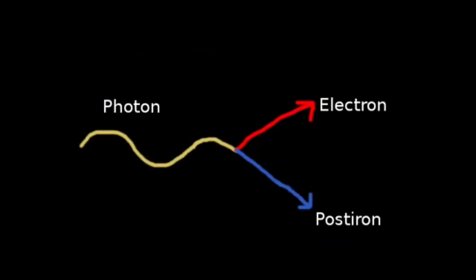The reaction that causes an electron-positron pair is a photon splitting into an electron and an anti-electron. The energy of the photon has to be enough to create both of the particles. Now into the meat of the video.